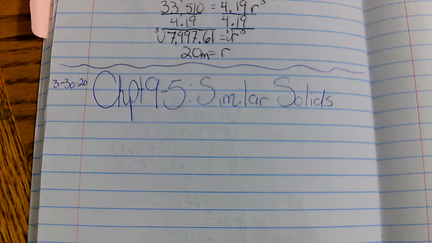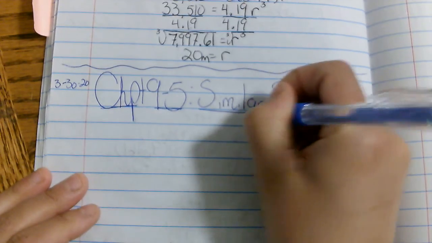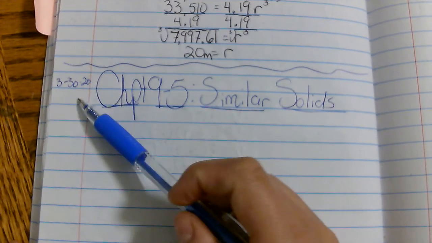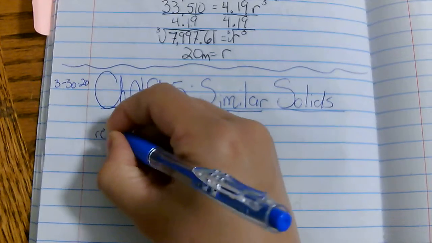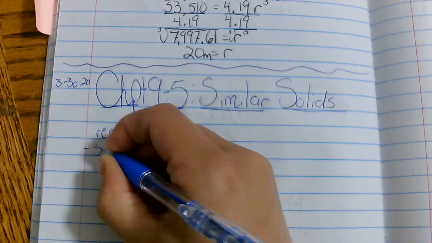Hey, 7th grade, we're going to go ahead and get started on the last section of Chapter 9, which is Section 5. And we're going to be talking today about similar solids. Please also make sure you put the date off in the corner. Today is the 30th.